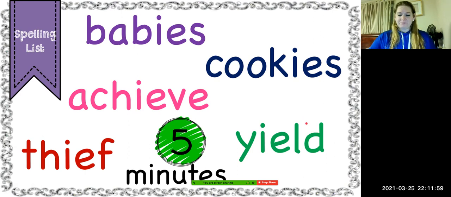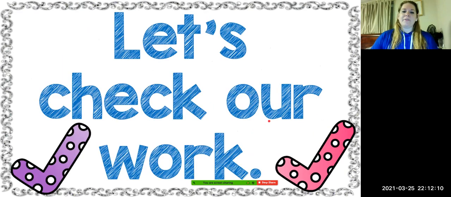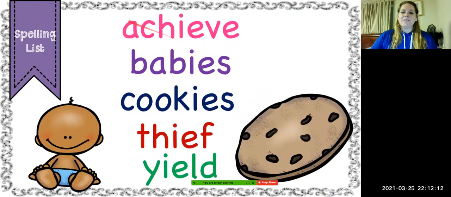Okay, you guys ready? I bet it didn't take you the full 5 minutes. You guys know that to put words in ABC order, you look at the first letter of the word. So you ready to check? Let's check our work. Here are the words in ABC order. Achieve starts with an A. Babies starts with a B. Cookies starts with a C. Thief starts with a T, and yield starts with a Y. So did you get those in ABC order correctly?